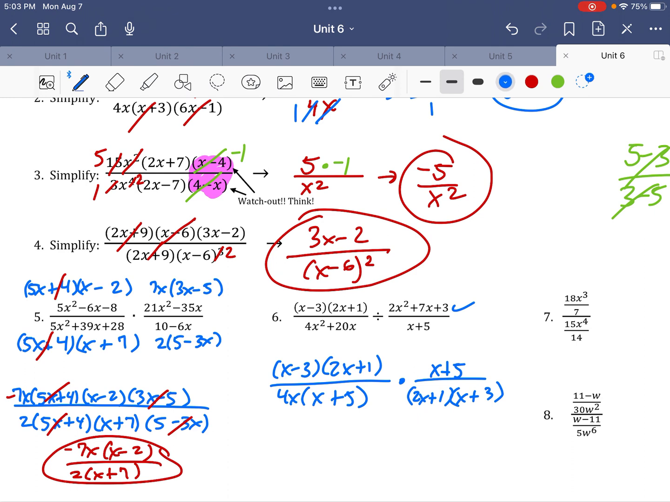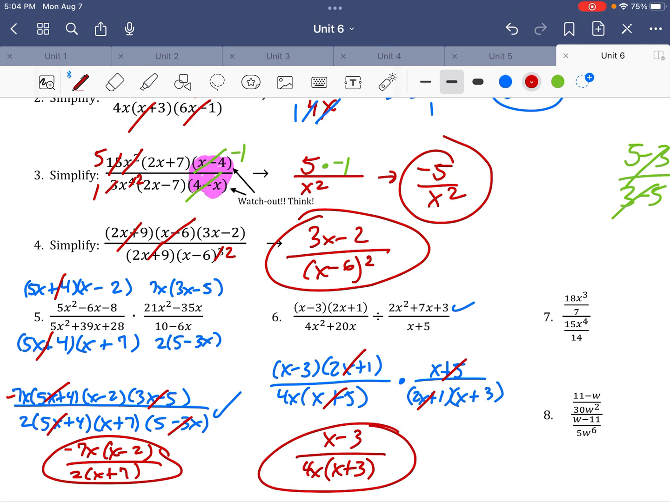All right, so let's try my canceling. So I don't have to write it as a one problem like I did here. I can just cancel it from here. So let's see, 2x plus 1, nice. X plus 5, nice. Ooh, x plus 3 and x minus 3, not the same. So the top's going to be x minus 3. The bottom's going to be a 4x and an x plus 3. And that is finished.